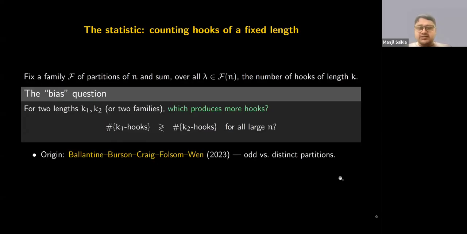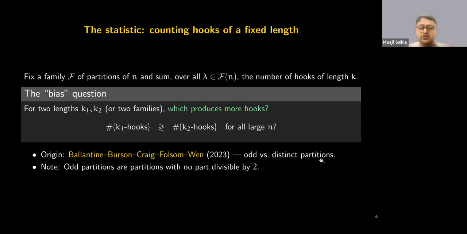This question originated from the work of Ballantyne, Burson, Craig, Folsom, and Wen. They studied this question for odd and distinct partitions, so basically partitions where only odd parts are allowed, and partitions where only distinct parts are allowed. And for those of you who know partitions, you know that these two classes come from a very famous result of Euler, which says that the number of partitions of n into odd parts is equal to the number of partitions of n into distinct parts.